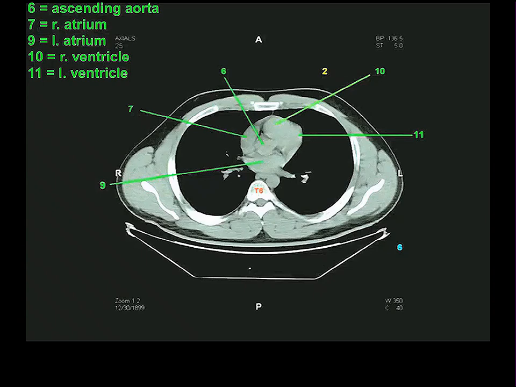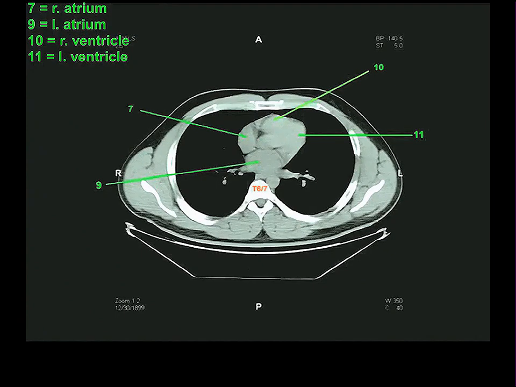How do I know this is right atrium? It forms the right border of the heart. The only chamber of the heart that forms its right border is right atrium. That's it. Can't be anything else. The anterior surface of the heart is largely formed by the right ventricle. So that's what this must be, right ventricle. Left atrium sits behind ascending aorta.